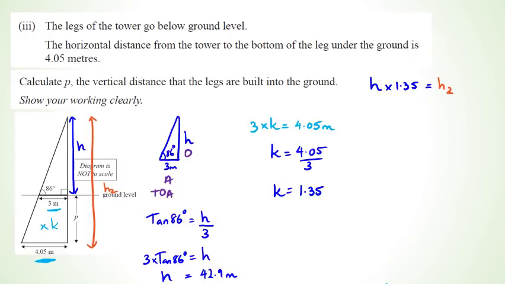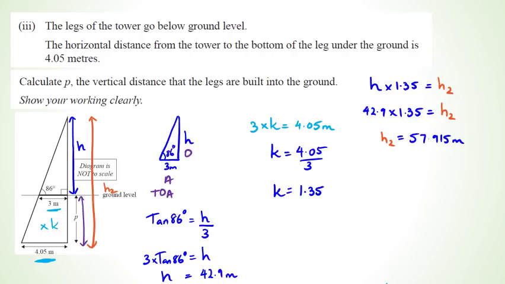All right. So when I do this, I know that h is equal to 42.9 meters. So 42.9 multiplied by 1.35 is now going to equal that h2, which is the whole height. And when I multiply this in the calculator, I get h2 as 57.915 meters.